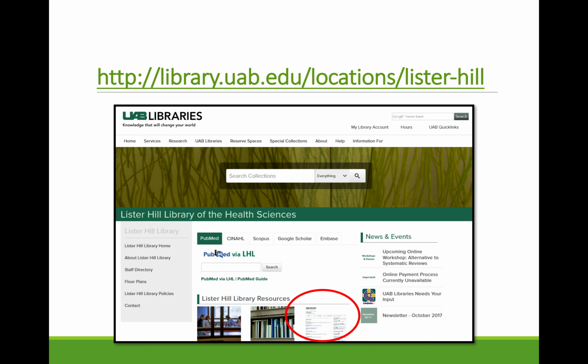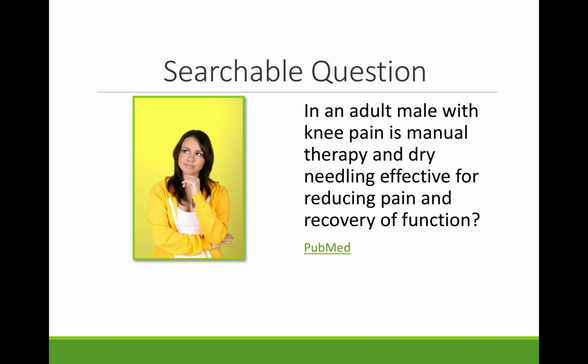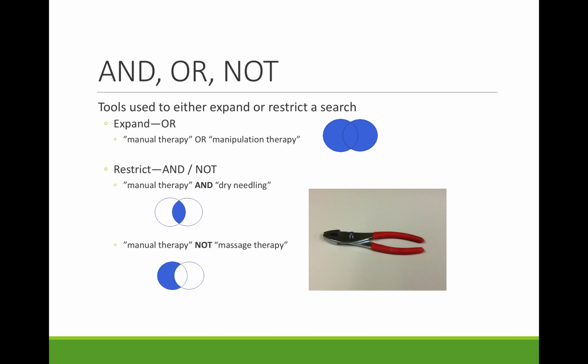As always, start on the library's homepage to access all content that UAB has paid for. So we have our searchable question. In an adult male with knee pain, is manual therapy and dry needling effective for reducing pain and recovery of function? We've identified what the main ideas are that we want to make sure the articles that we retrieve include. So now I'm going to talk to you about how to actually get those articles.